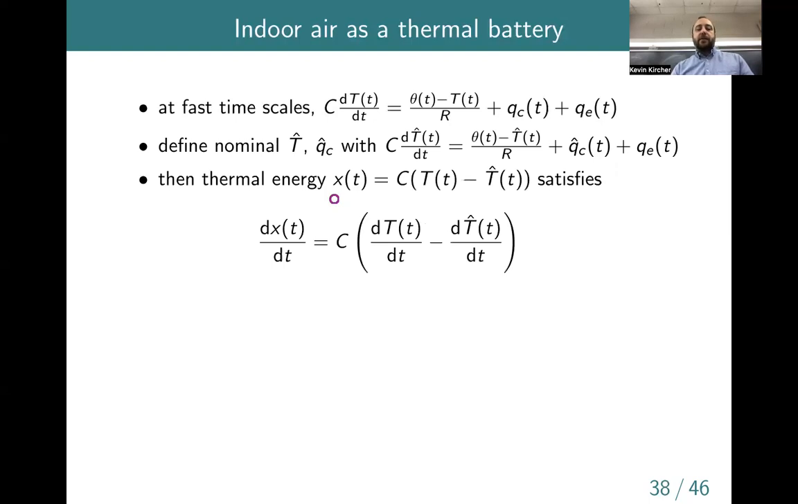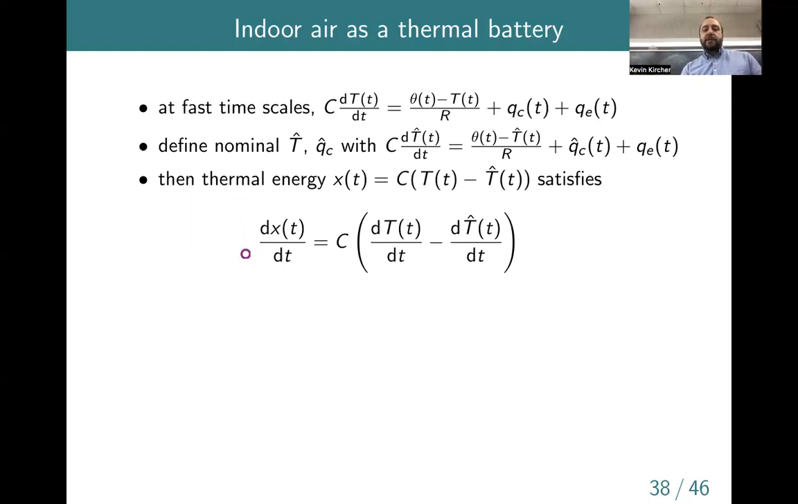Okay, and then we define thermal energy, which is just the capacitance, which would have units of like kilowatt hours per degree. And we multiply that by the difference between the measured temperature T and the nominal or baseline temperature T hat. So if that thing says 72 and we heated the room up to 74, we would be storing 2 degrees times the thermal capacitance of this room, that much energy in the air, basically.